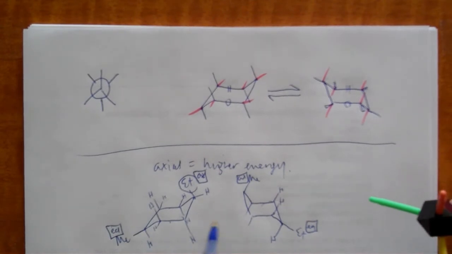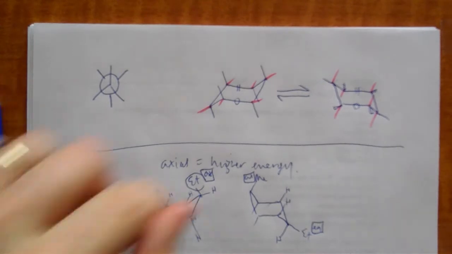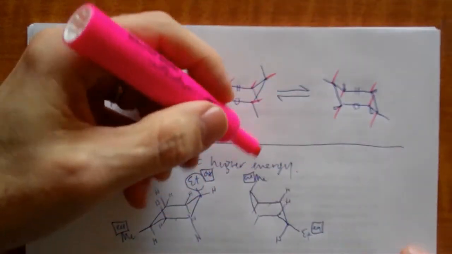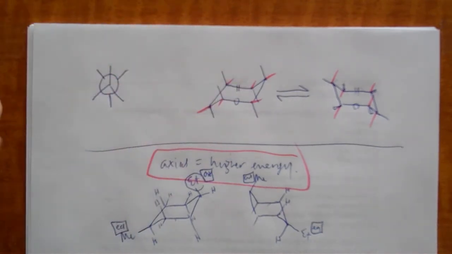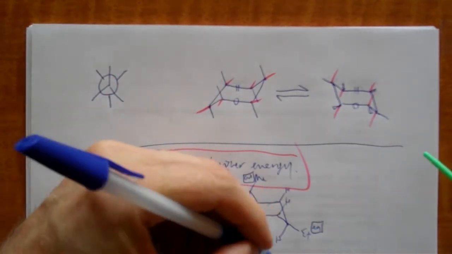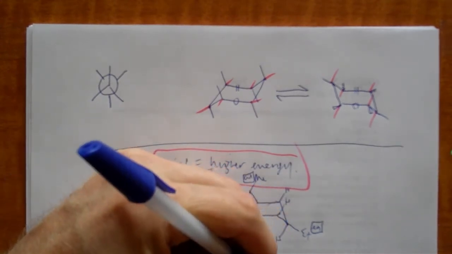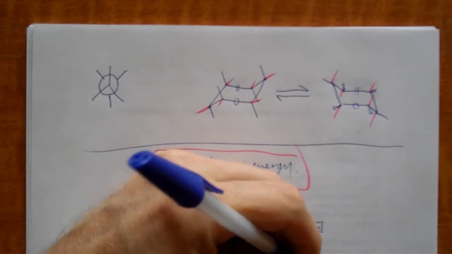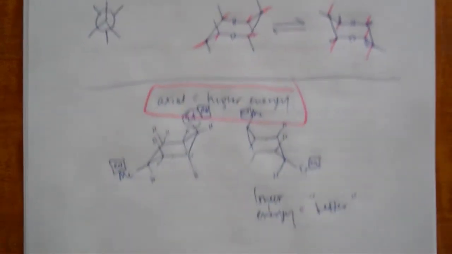Which is better? Bigger in equatorial or bigger in axial? And the answer is, if axial is higher energy, and if the issue is steric hindrance, then we want bigger in the equatorial position. Lower energy. We're generally going to call lower energy better.